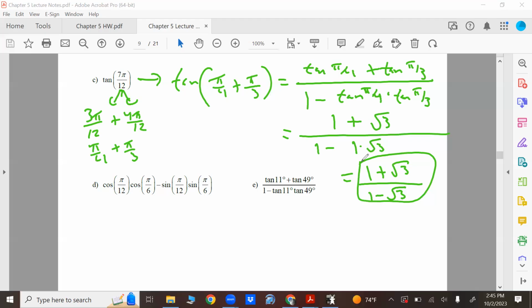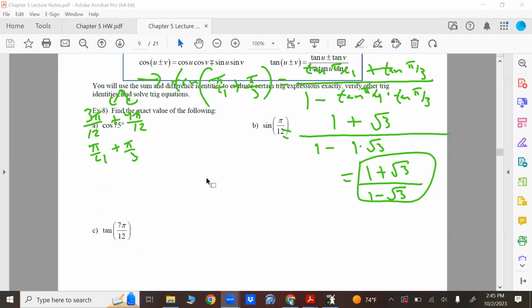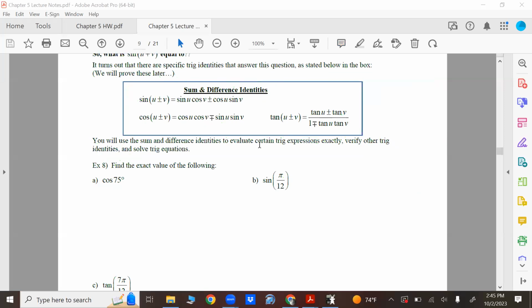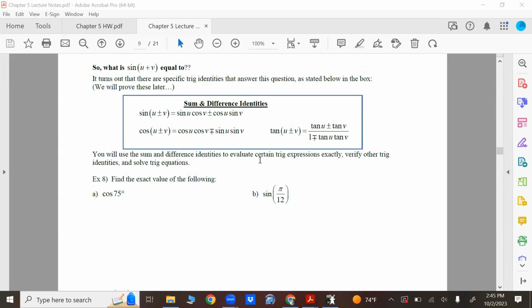Now, these problems here are a little strange because I don't know what cosine of pi over 12 is exactly, or sine of pi over 12. I don't know what tan 11 or tan 4 is without a calculator. But if you're somewhat clever, let's compare this to the other side of the trig identity. Here I see a cosine, cosine, sine, sine. So part D often looks like the right side of that identity.